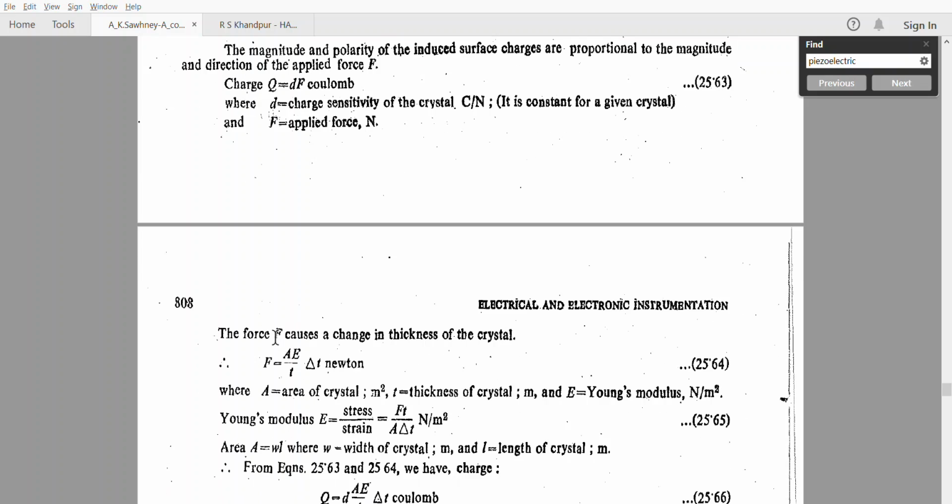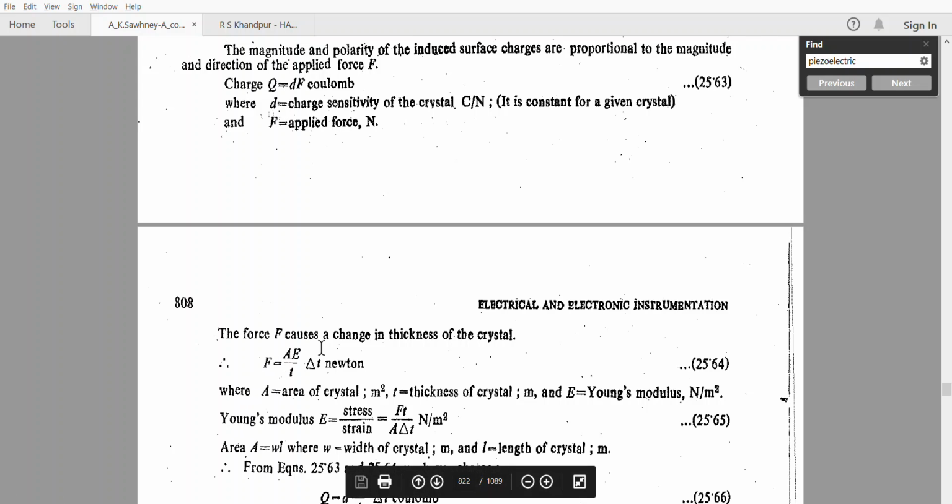Okay, so we know Young's modulus. What is Young's modulus? It is equal to stress by strain. The stress is given by force by area, that is F by A. So Young's modulus can be given by this equation, where E is the Young's modulus. How is this equation formed? You can see that F by A is the stress, and delta T by T is the strain.